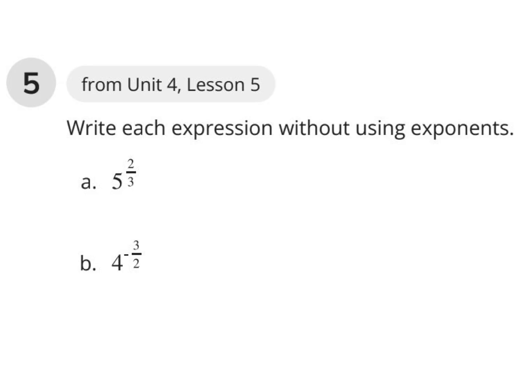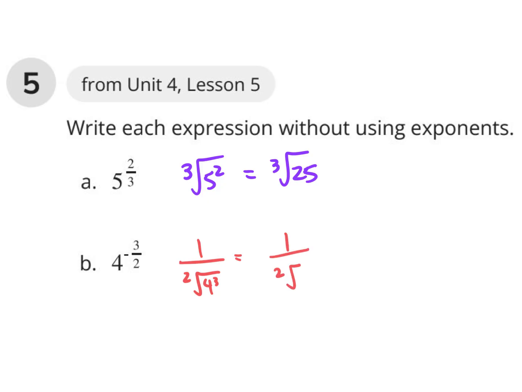Okay, write it without using exponents, which means change it into a radical. We've got the cube root of 5 squared, which is the cube root of 25. 4 to the negative 3/2 is 1 over the square root of 4 cubed. Negative exponent does not mean a negative. It means you flip the number upside down. The square root of 4 cubed is 64. And the square root of 64 is 8.